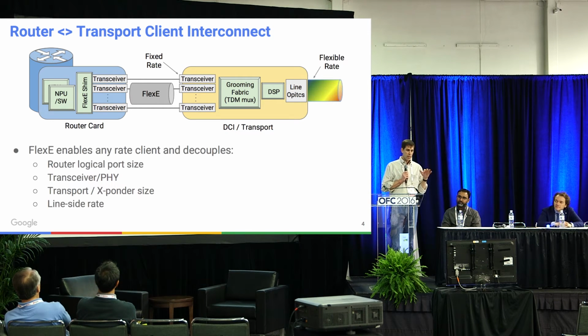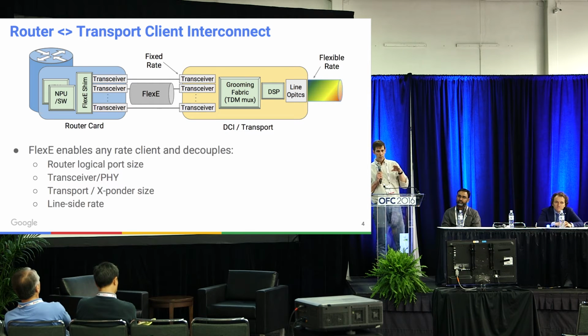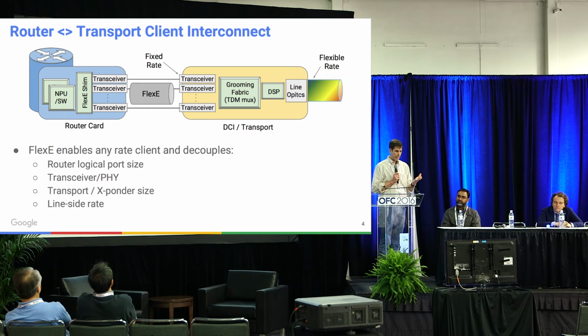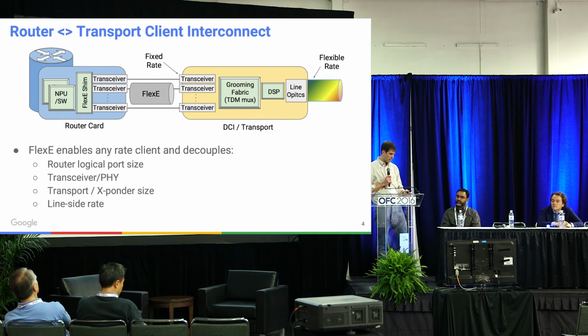And without FlexE, you're kind of locked into having the router card port capacities having to follow what the transport capacity is and what those PHY rates are. If you look in the past at when 40 gig E came out, it was a challenging mismatch, because getting 40 gig E into 100 gig wavelengths, you ended up stranding 20% of your line side capacity. So looking forward, as the router rates are going higher and higher, we wanted to decouple that dependence between the routers and the transport, and FlexE enables that.